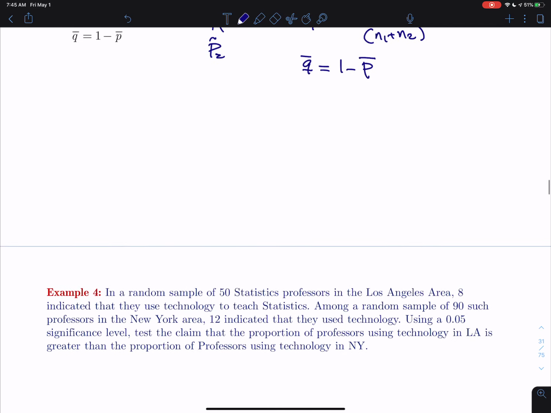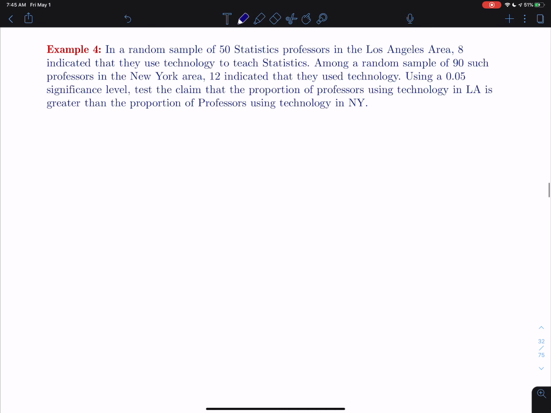Let's start looking at an exercise here. So I have 50 stats professors from Los Angeles. 8 of them use technology to teach stats. We have 90 such professors in New York. 12 of them indicated they use technology to teach stats. And the question is, using a 5% significance level, we're trying to test the claim that the proportion of professors using technology in Los Angeles is greater than the percentage of professors using technology in New York.